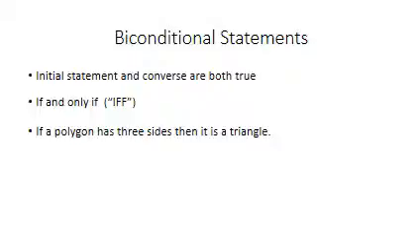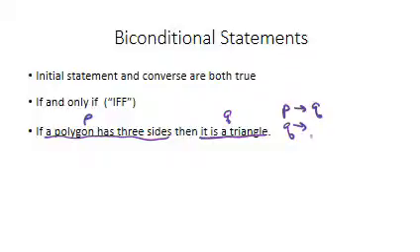To determine if it's biconditional, you have to look at its converse. So first, let's see what we've got here. So I'm going to call "a polygon has 3 sides" my hypothesis, right? I'm going to call that P, and I'm going to call my conclusion Q. So we have here P implies Q. So to look at the converse, you take Q implies P.